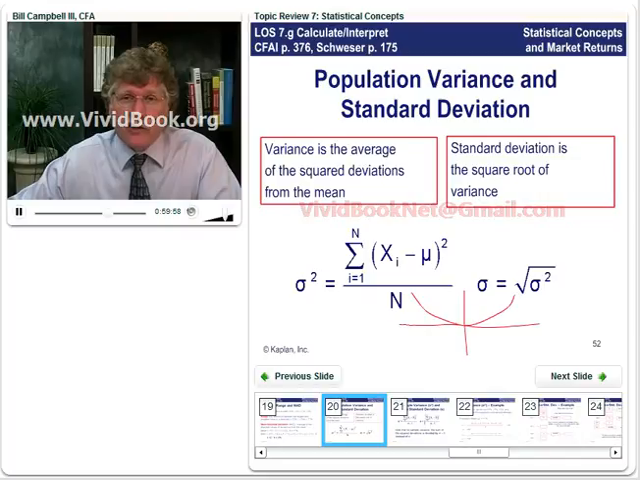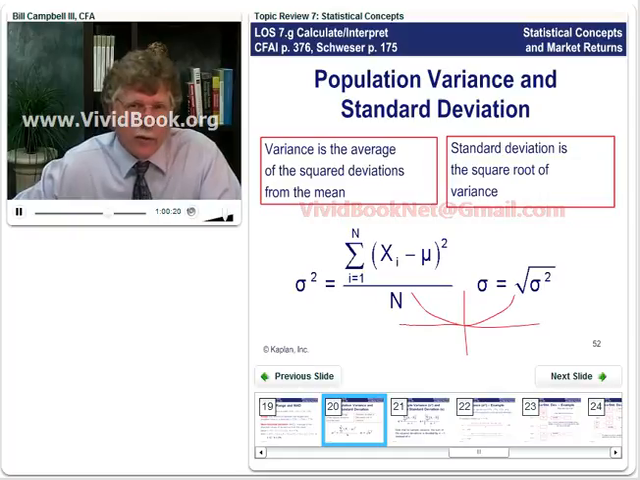Take the height of each giraffe minus the mean, square it. Make sure we get a positive number. Add those all up. That's our sigma here. Add up all those squares. Divide by n. Divide by the total number of giraffes. That gives us something that we call sigma squared. This is a lowercase Greek letter sigma. Greek tells you we're working with a population.